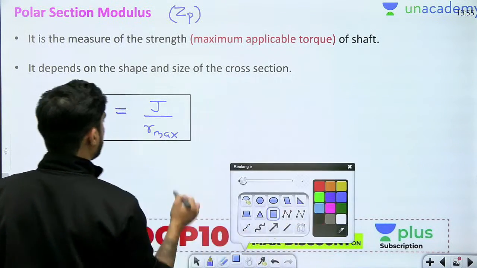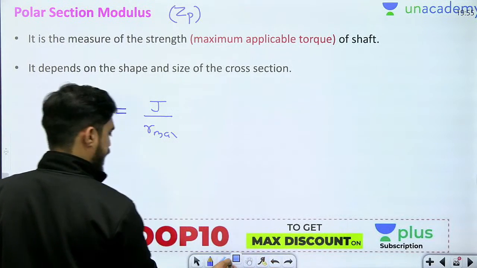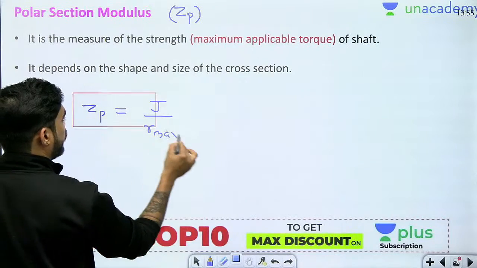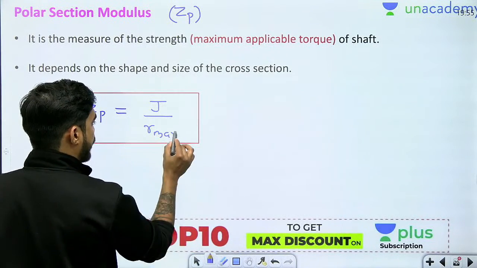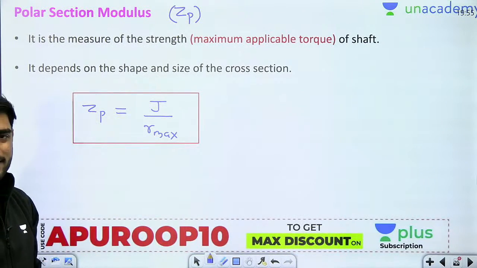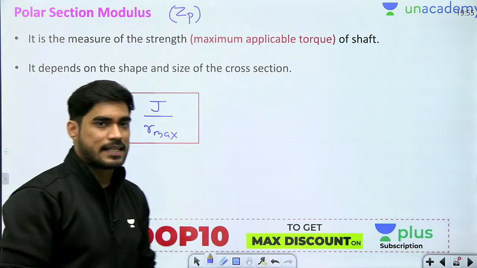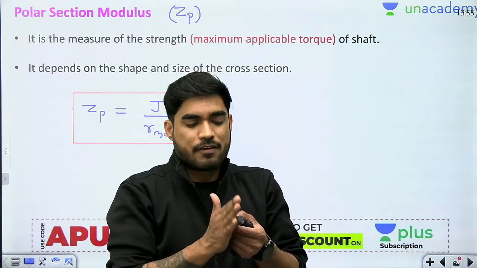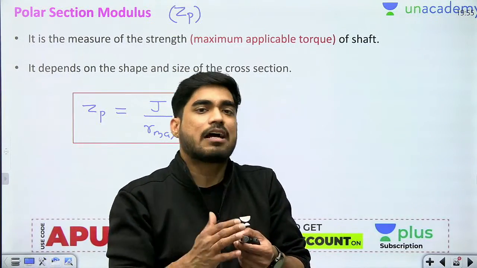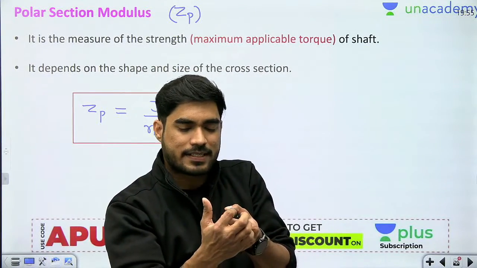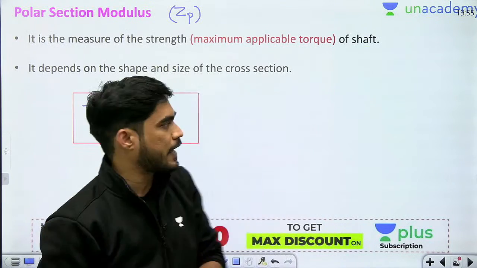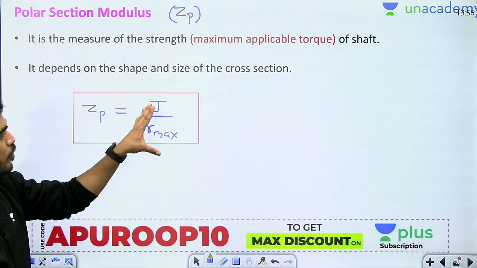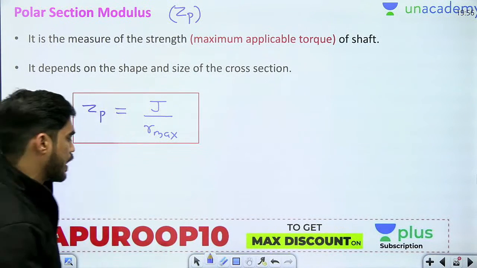Now understand, in this equation, J is the polar moment of inertia, and R maximum means maximum radial distance. Now maximum radial distance means distance from center to surface. The distance of the point on the surface will be the greatest, so R maximum means distance from center to surface. Okay, so beta, ZP is J by R maximum. Now for a solid shaft, what is the value of ZP?